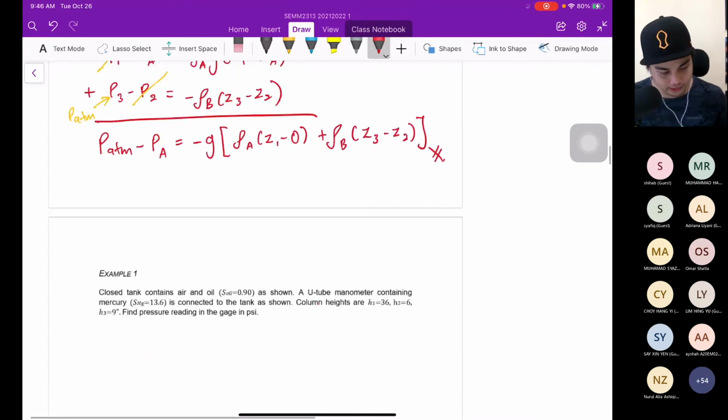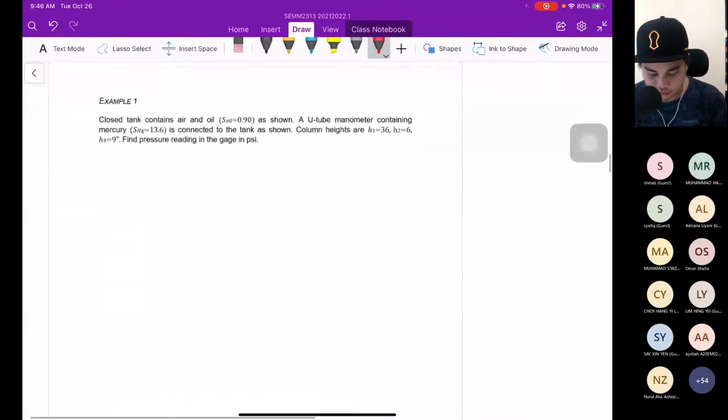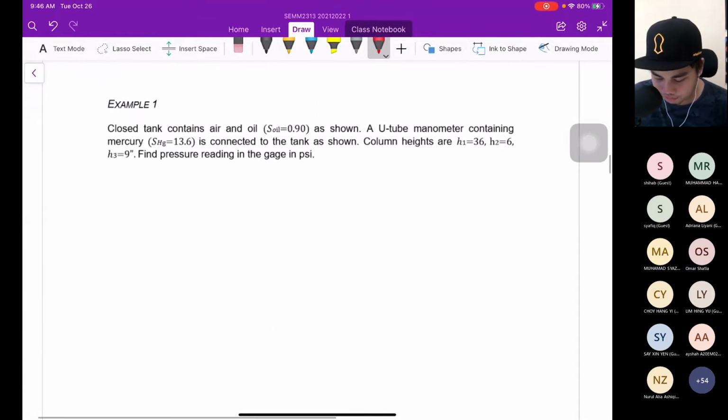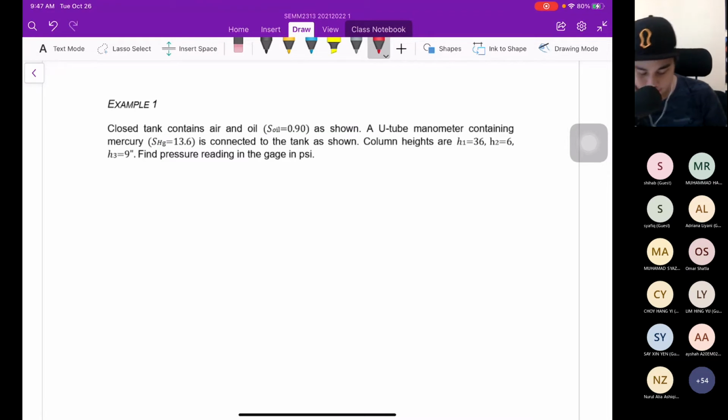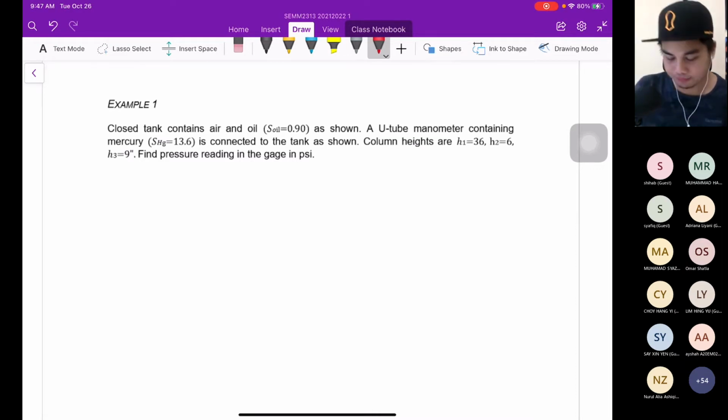Since you know this one, it is best for us to substitute the value. This is the real case for you to go through as an example. Let's say a closed tank contains air and oil. A U-tube manometer containing mercury is connected to the tank. Column heights are H1, H2, H3. Find the gauge pressure reading in PSI, which means pounds per square inch.